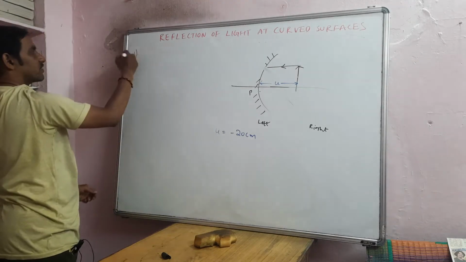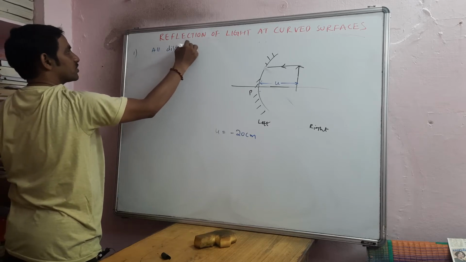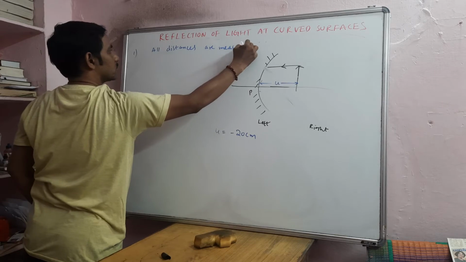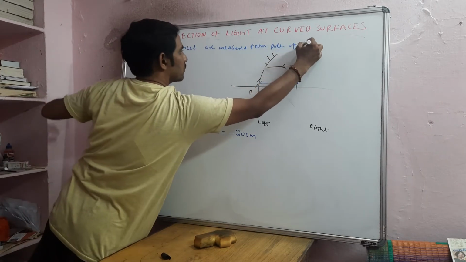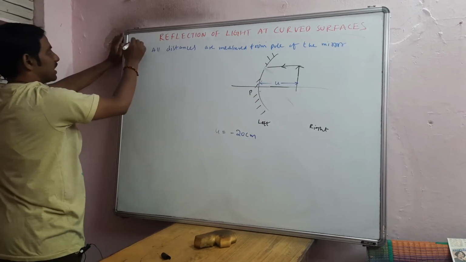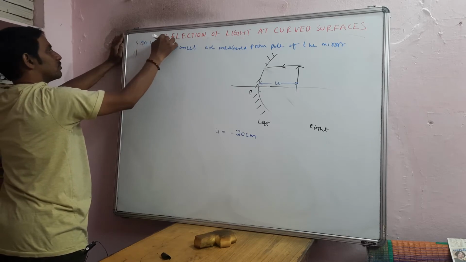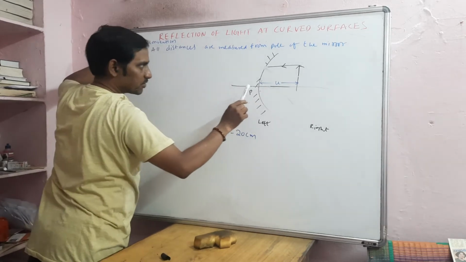First, all distances are measured from the pole of the mirror. That is one sign convention. This is the first point. So this is about sign convention in mirrors.